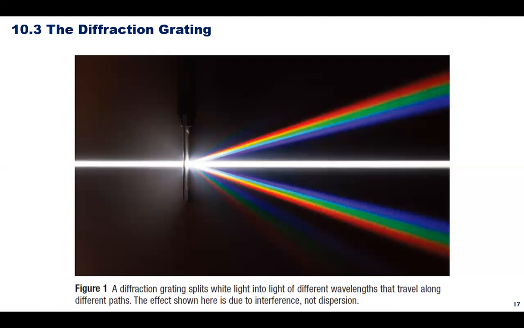To solve these problems, most researchers use a diffraction grating, which is a device that has an array of many parallel slits. White light is a mixture of light of different wavelengths, so as it passes through the slits in the diffraction grating, the waves originating from the slits interfere. The interference produces light of various wavelengths that travel along different paths, which is shown here in figure 1. This creates an effect similar to passing white light through a prism.